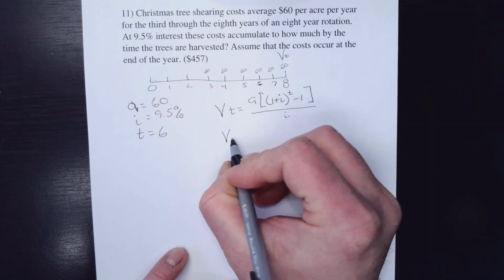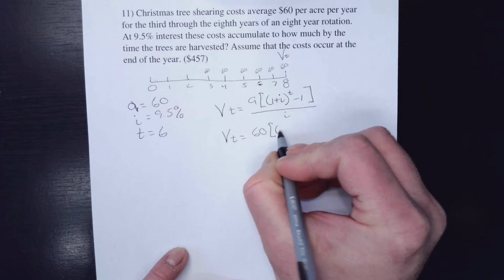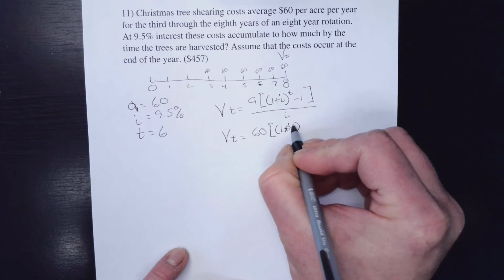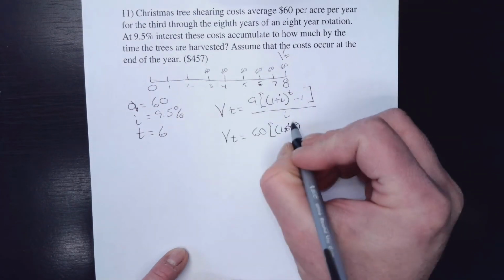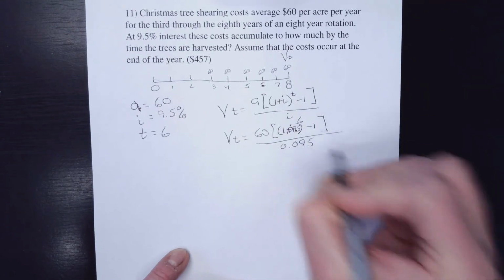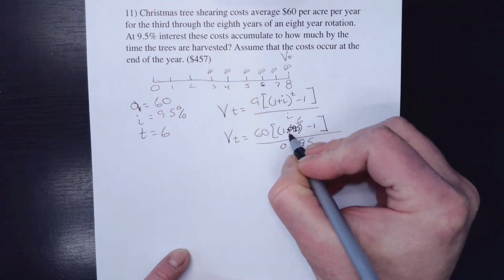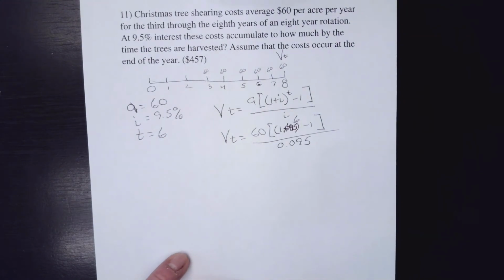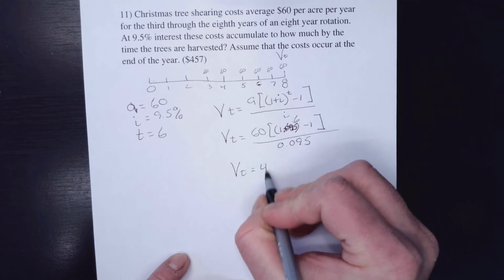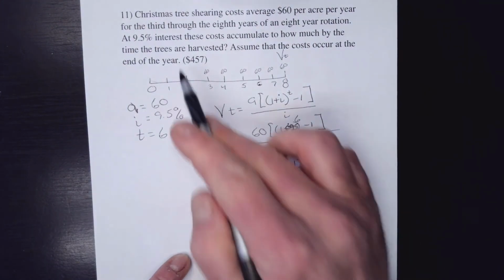So now we have VT equals, let's put those values in, 60 times 1 plus I, 1.095 to the T, which is 6, minus 1, over 0.095. A little sloppy, but you can see that's 1 plus I to the 6 minus 1. So now if I solve that, I get VT equals $457.13, which is what we have up here.